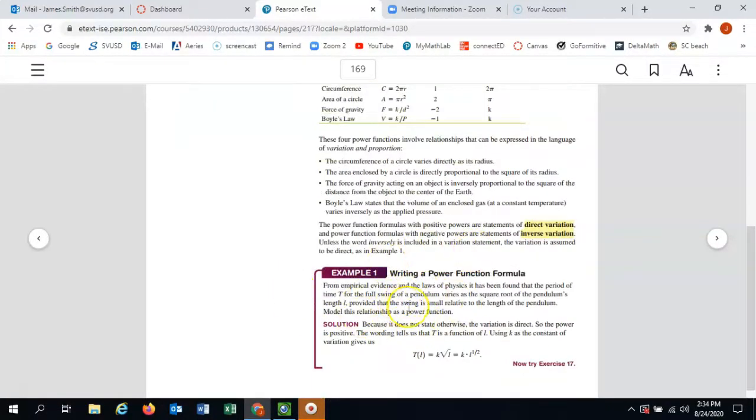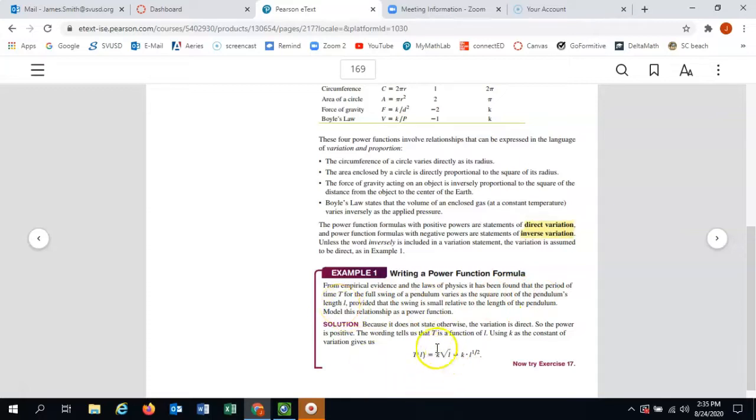Let's see if we can do one on our own here. In example 1, they were talking about the time of a pendulum. So you think of the pendulum swinging back and forth. They're saying that the time varies. Now on this one, it's a little tricky because they don't say direct or inverse. One thing they want you to know is it's automatically direct if they don't say otherwise. So that's like the default word that we can throw in there if they don't put direct or inverse. So they could have said that time varies directly with the square root of the length.